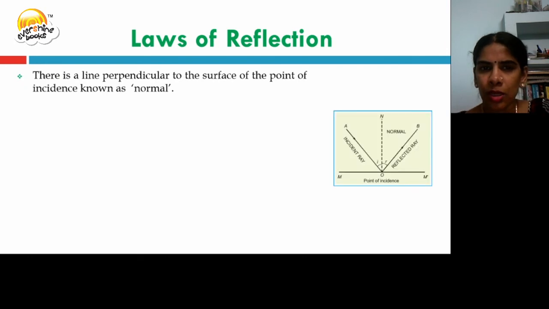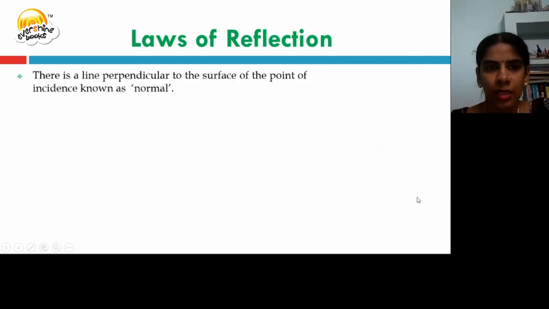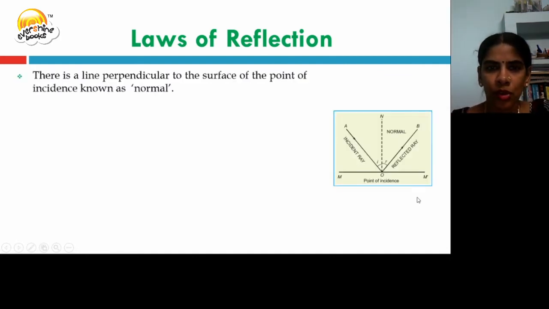You can see a line perpendicular to the surface of the mirror at the point of incidence. That line, which is perpendicular to MM dash, we call the normal.